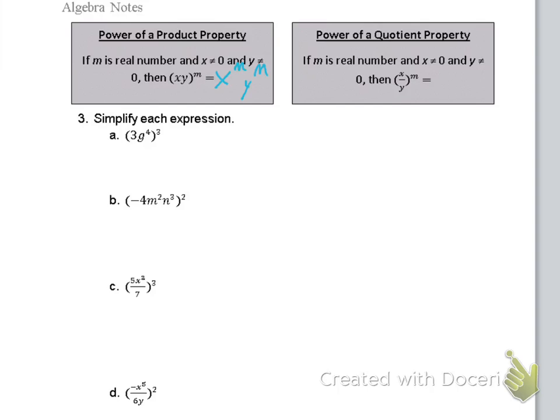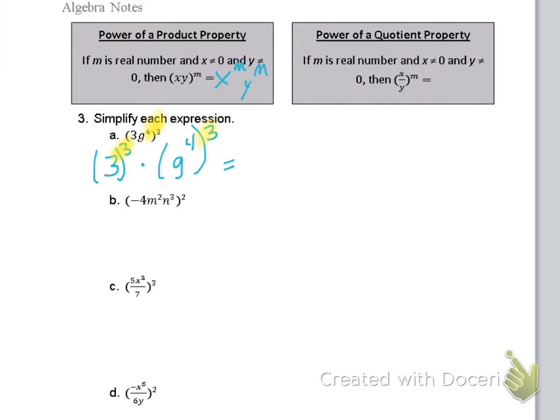We have 3 and then g to the 4th in parentheses. So I'm going to separate them, 3 and g to the 4th. And I'm just going to put parentheses around them so that I can keep them straight. So both of those factors are going to be held to the 3rd power, because that's this exponent outside the parentheses. So I'm going to hold both of those factors to that power.